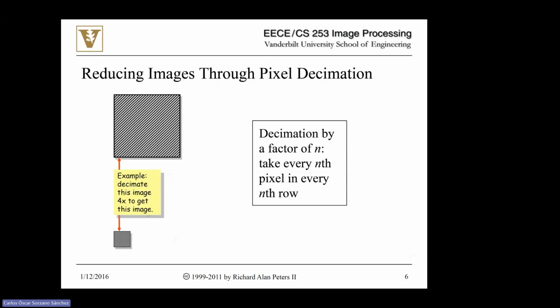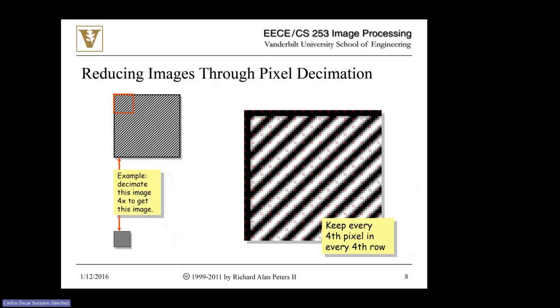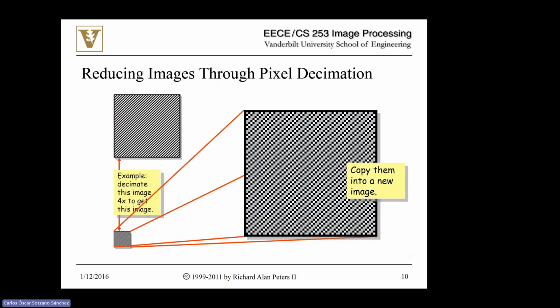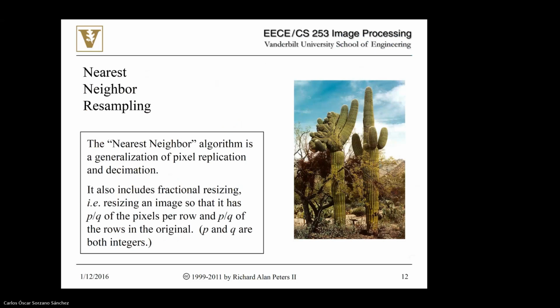So we will take 1 every d pixels. These are the pixels that we will take. This is a zoom of this image. And then we will take only the red pixels. And then we construct the new image by simply copying the ones that are clean. Okay, so very simple too.